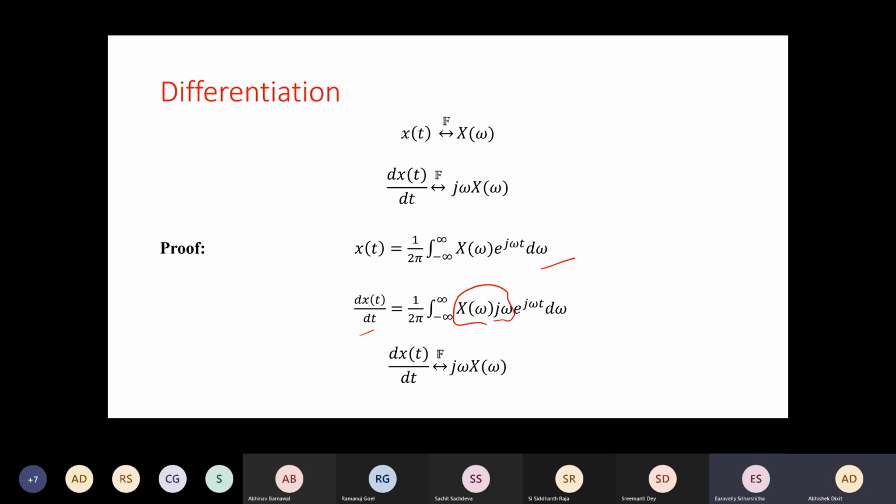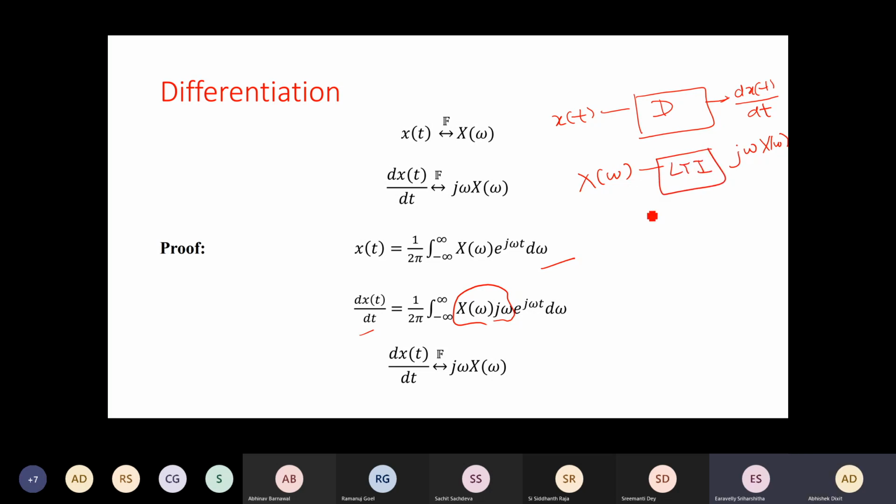So just one small point here. Suppose you have x(t) as input and you give it to a differentiator, your output is dx(t)/dt, right? x(t) has a transform X(ω). You know dx(t)/dt has transform jωX(ω). And this is an LTI system. So what is the frequency response of a differentiator? jω, right? The frequency response of a differentiator is jω.